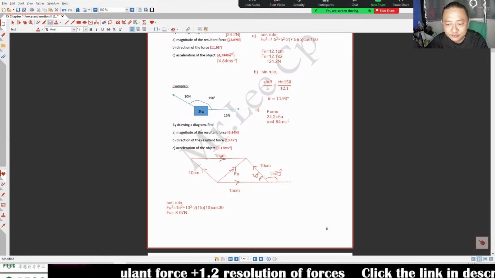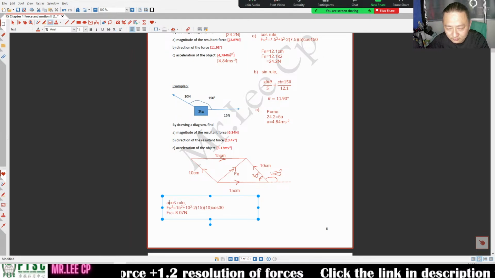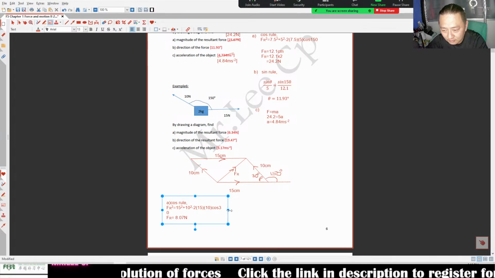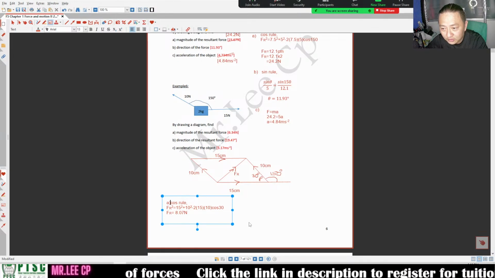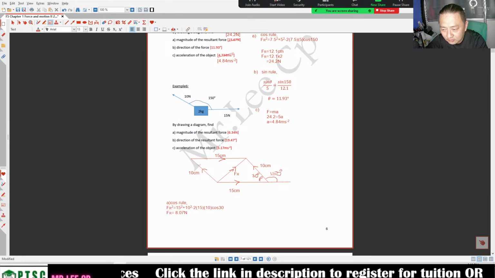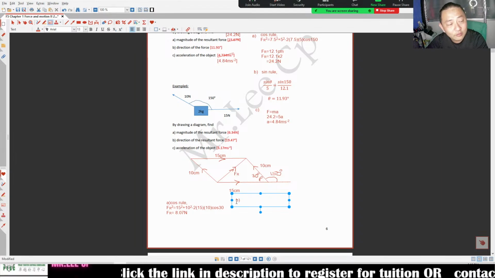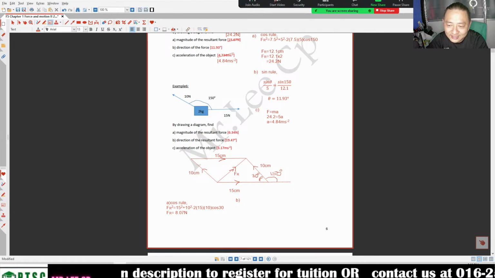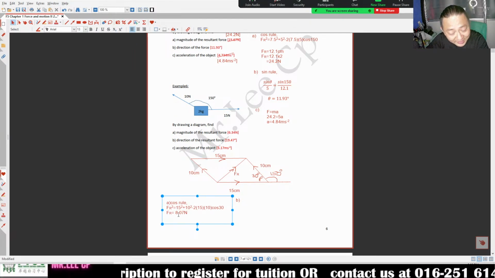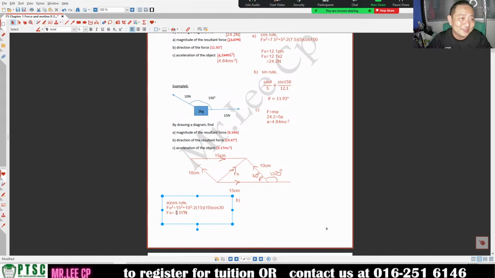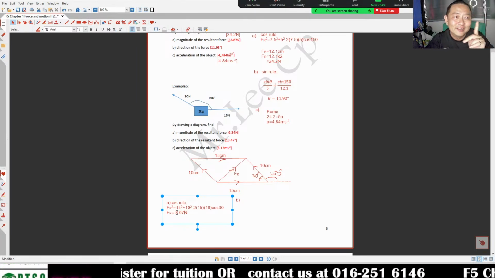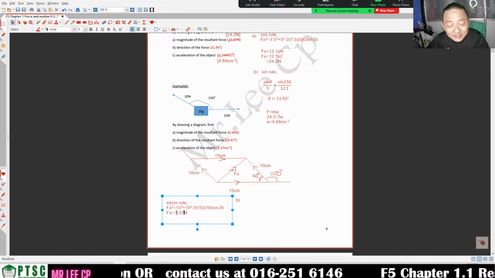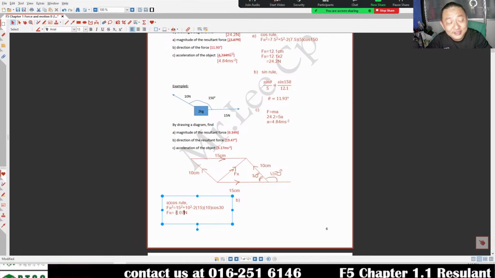Any questions from here? Okay. So I want to do B already. I know this is 8.07. Oh yeah, scale drawing, because I used calculating. If it is scale drawing, you cannot put 8.07, because with your ruler you cannot read to 0.07. So the reading will be 8.1.